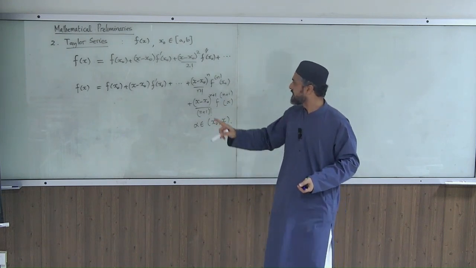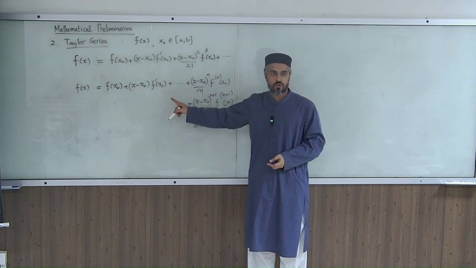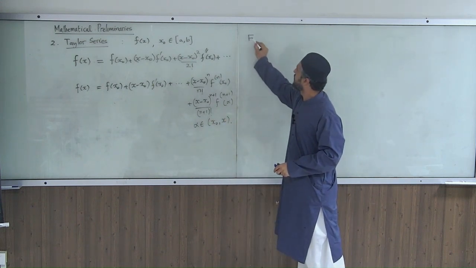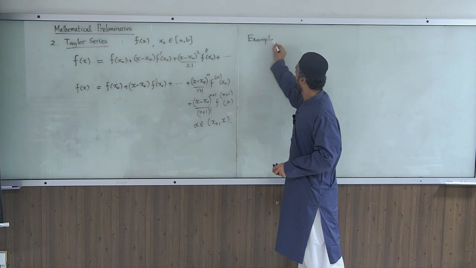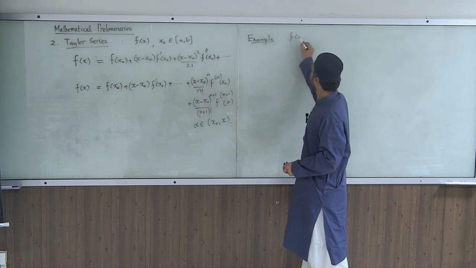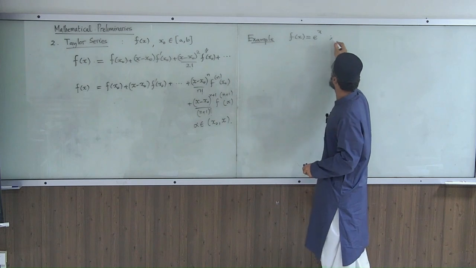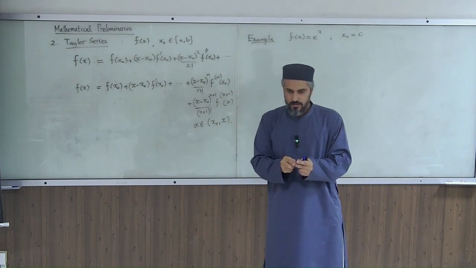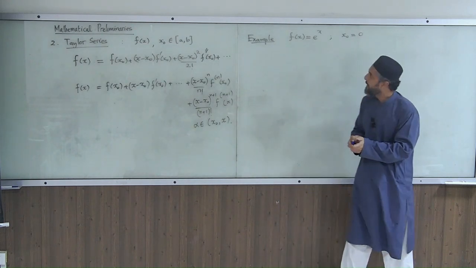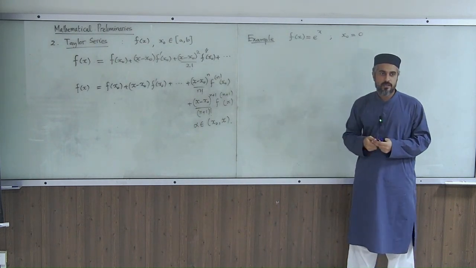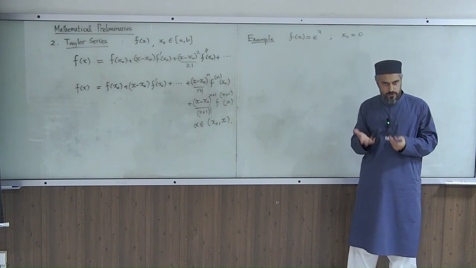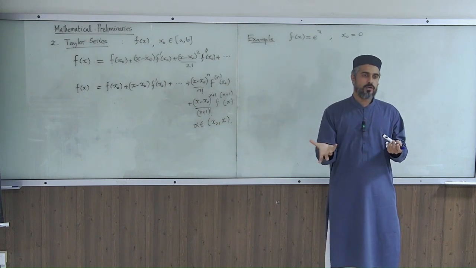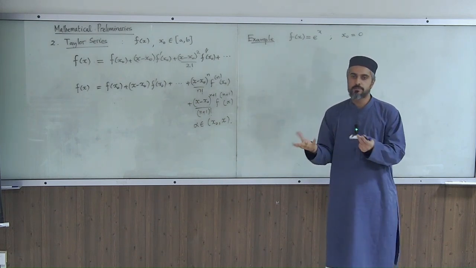So this is the finite representation of any function. Let's take an example and try to understand this. I'll consider a function f of x, which is e power x, and x naught is 0. The function is e power x, and the point x naught about which we wish to open the series is 0. So what we want is a polynomial representation of e power x.